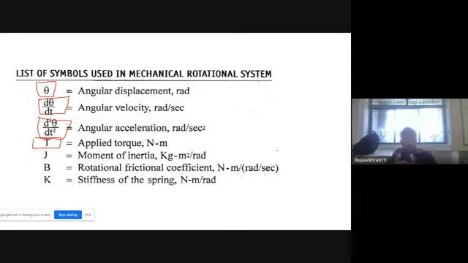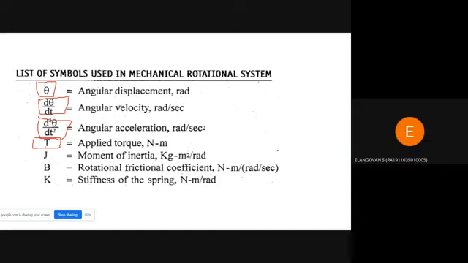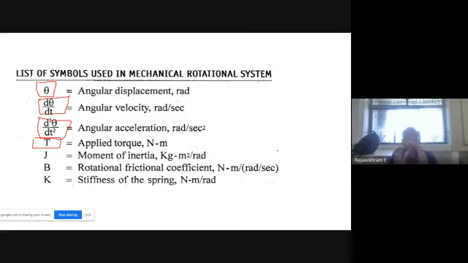Any doubt in the symbols? What are the symbols we have to use? Instead of theta, what did we previously use in the mechanical translational system? Yes, exactly, X is the displacement in the mechanical translational system: how much distance moved. Here, how much of the rotation, that is the angular displacement. Any doubt in this? Shall we move to the next slide?